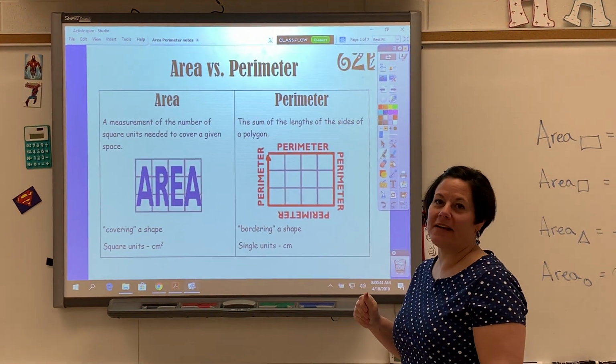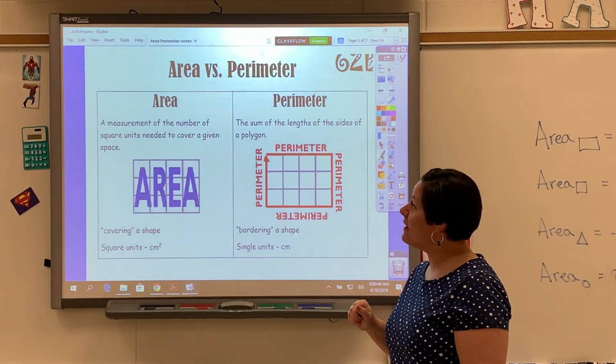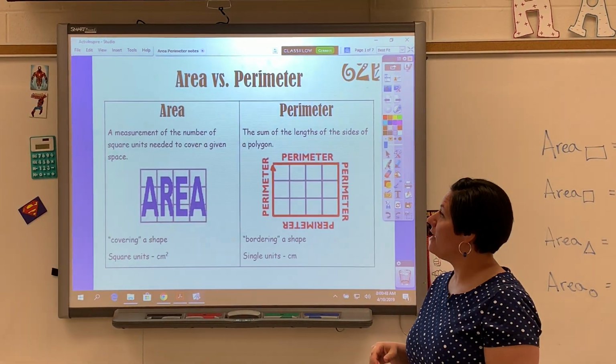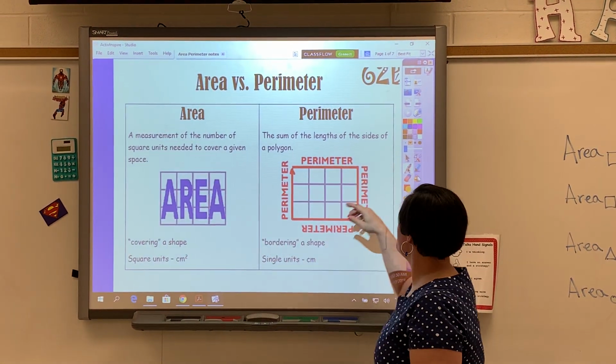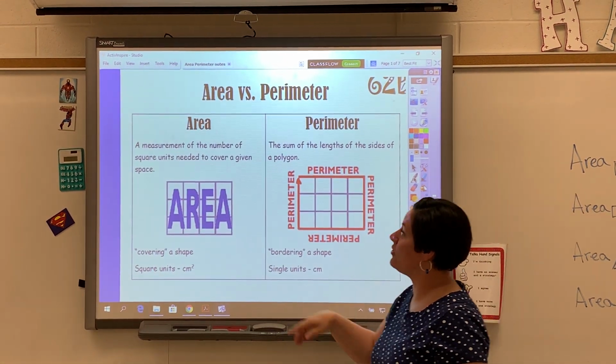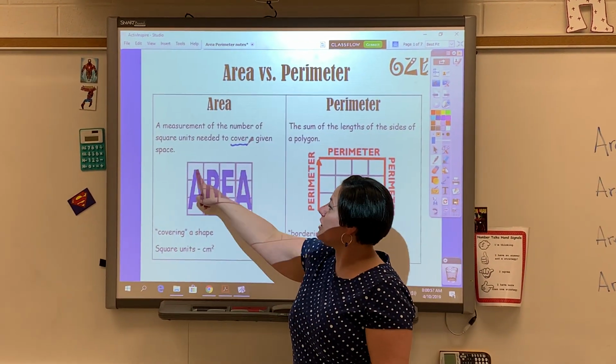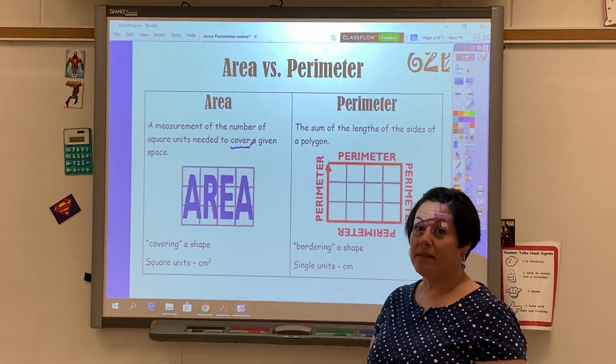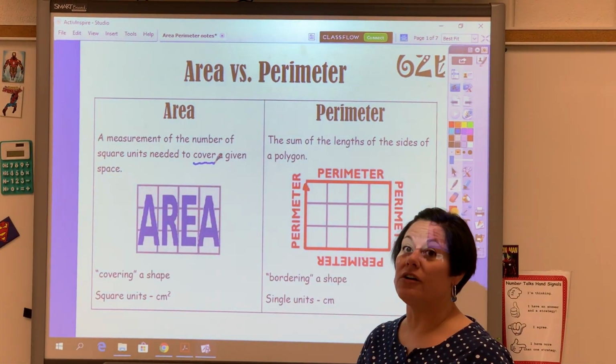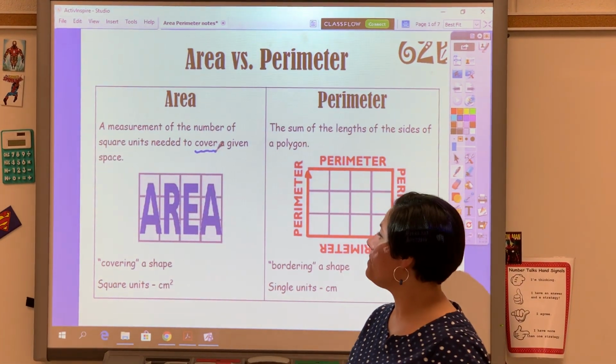Okay, today we're going to talk about area and perimeter. This is a review from 7th grade. Area is a measurement of the number of square units needed to cover a given space. Cover is a key word. It's going to cover all of it, like carpet, like grass in a backyard, like paint on a wall.